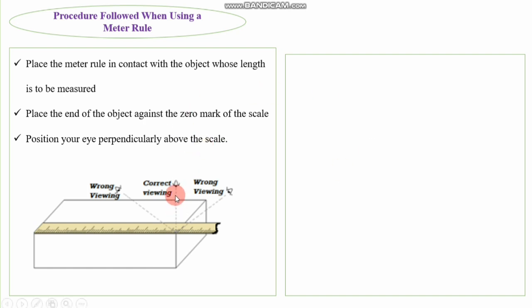If you check, this is the eye, it is not perpendicular. Therefore, there are high chances that this person is going to make incorrect readings. The same case applies to this one. It is also not perpendicular. But if you look at this central one, it is directly above the division, the last division of the measurement. This means that this person is going to make the accurate reading.